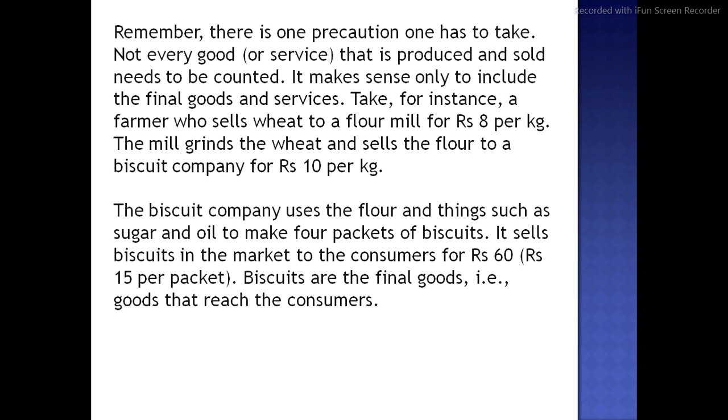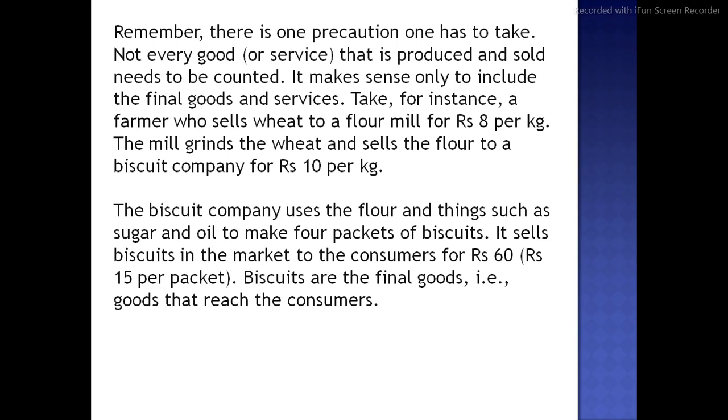for 8 rupees per kg, and the mill grinds the wheat and sells the flour to the biscuit company. That is going to be 10 rupees per kg. First, dear cadet, please understand this paragraph very properly. We are taking the example of wheat here, right? The farmer sells wheat to the flour mill at 8 rupees, so the cost of the wheat is 8 rupees, and the mill grinds the wheat and sells the flour to the biscuit company at 10.